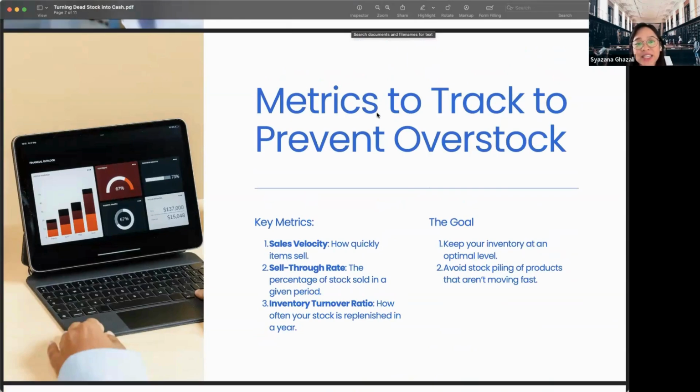So the metrics to track to prevent overstock: first, check your sales velocity to see how quickly your items are selling. It's important not only to identify the slow moving stocks, it's also important to identify the fast moving stocks. As we move along, I will explain why it is important. Another one is the sell-through rate, the percentage of stock sold in a given period. This is important for you to know how fast these items are moving. The third point is the inventory turnover ratio, which is how often your stock is replenished in a year.